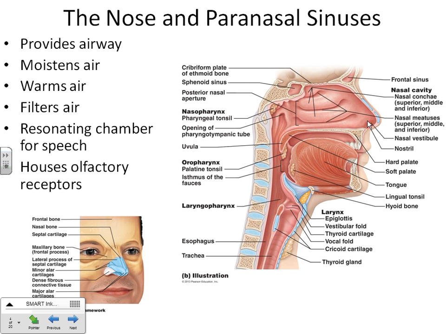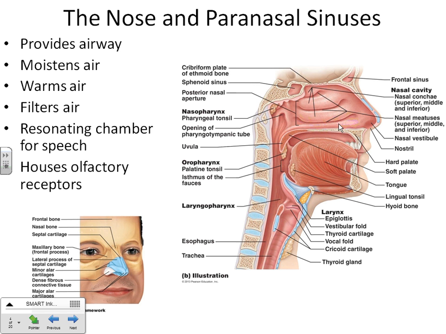As the air then goes further in, the air then flows over these folds. The folds are called concha. This would be the inferior concha, the middle concha, and the superior concha. The little gaps underneath the folds, the little crypts underneath, those are called meatus.